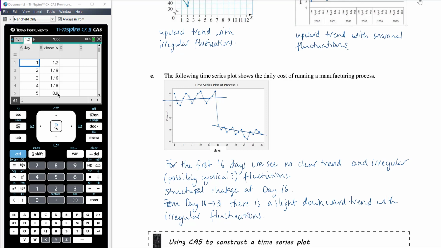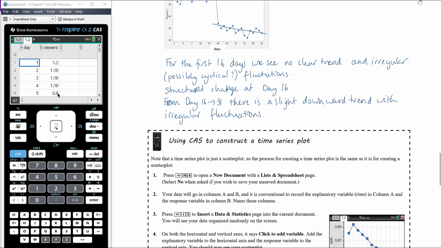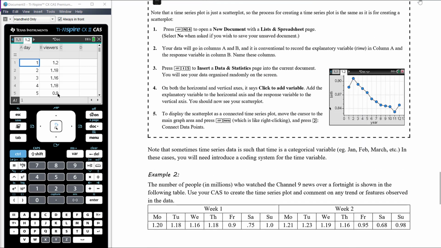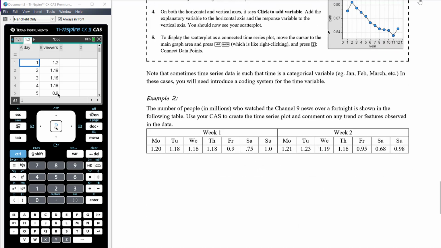Okay, so just thinking about trend, upward or downward or no trend, and fluctuations. Are they regular? Are they seasonal or cyclical? Or are they irregular? And then there's a few extra things like structural change. So constructing a time series plot with your CAS, let's have a look at doing that. It's exactly the same as just a scatter plot, except that we add in one extra step to join the points with the line. Okay, so here's our data set.